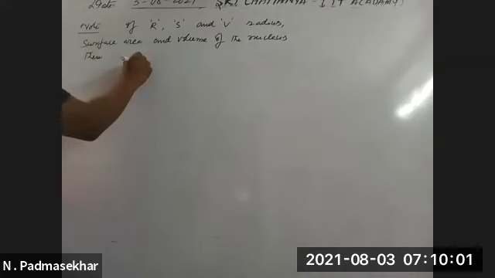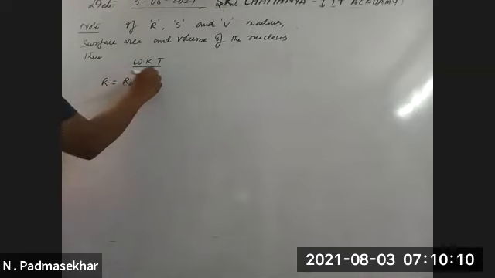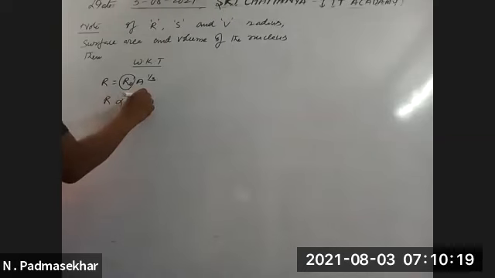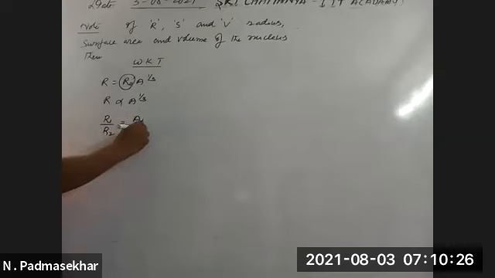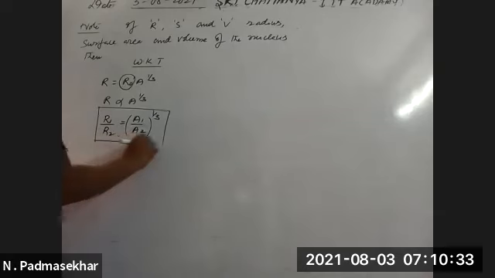So we know that R is equal to R naught A to the power of 1 by 3. This R naught is constant. R is directly proportional to A to the power of 1 by 3. So R1 by R2 is equal to A1 by A2 whole to the power of 1 by 3.